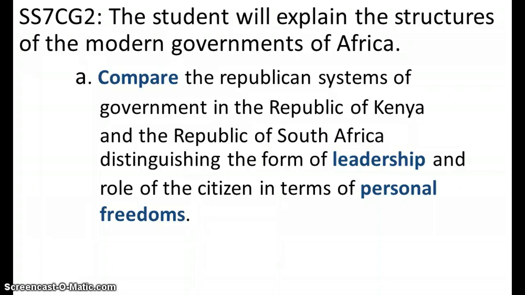Let's go ahead and look at the standard. We are looking at explaining the structures of the modern governments of Africa. Remember that the governments change, but we're looking at the modern governments. We are comparing the Republican. I think you know what that word means. We've seen it before. All right, who can explain it to us? Anybody out there? Raise your hand if you can do so.